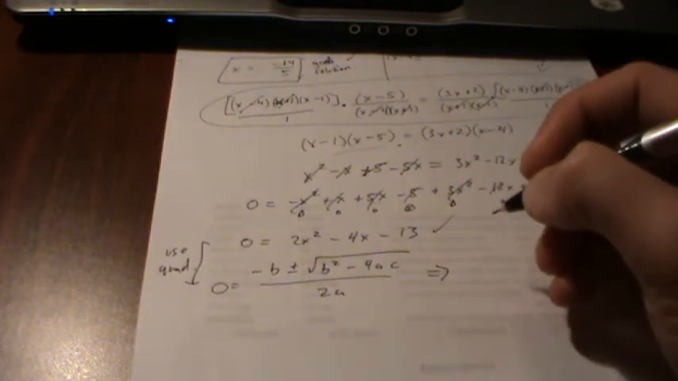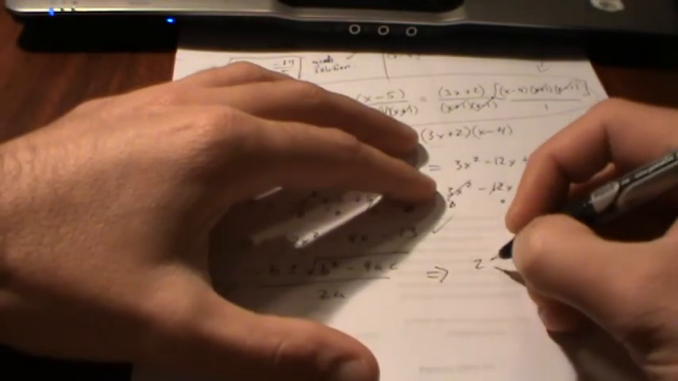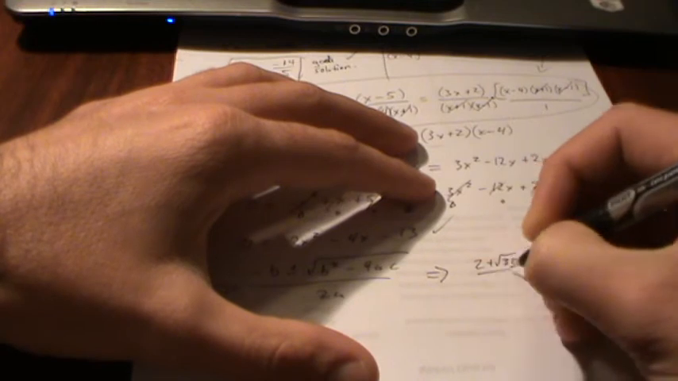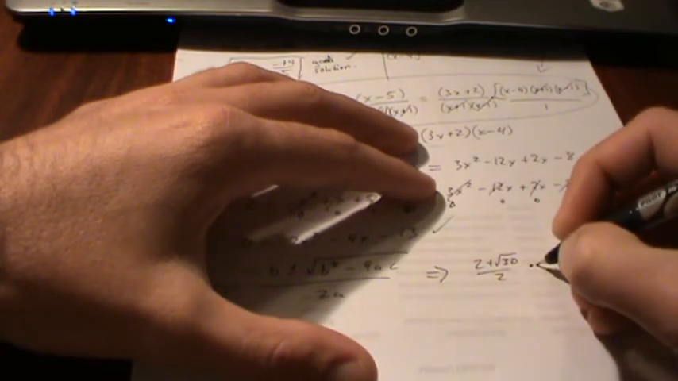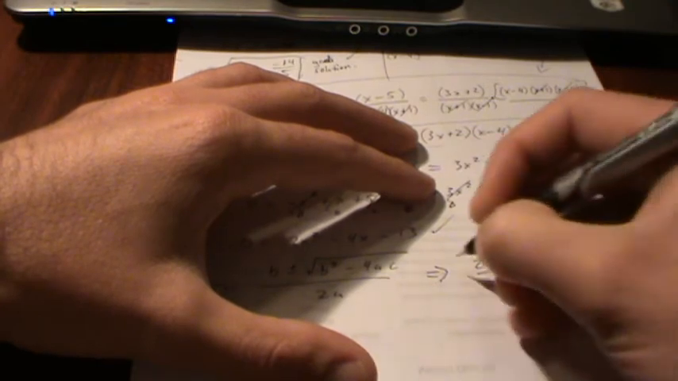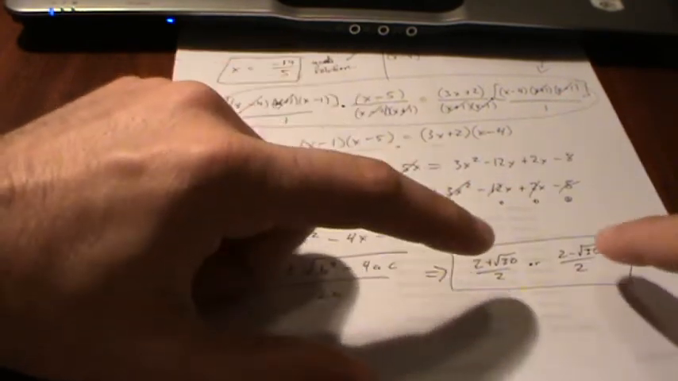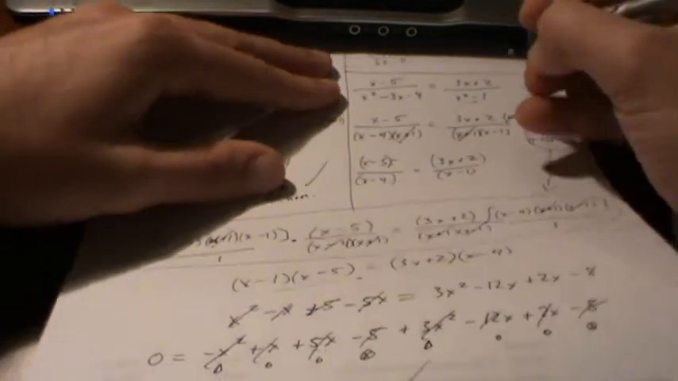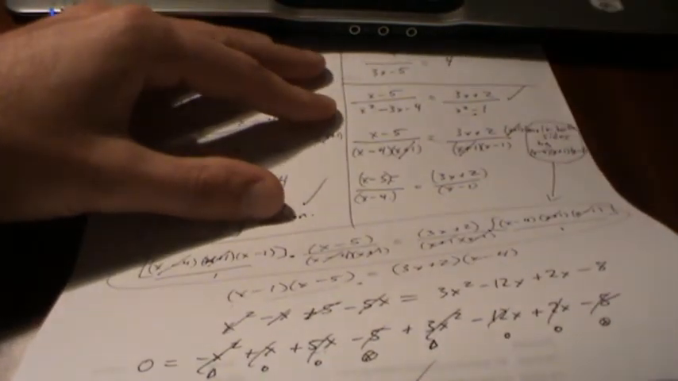But I end up getting, after I use the quadratic formula, 2 plus the square root of 30 over 2, or 2 minus the square root of 30 over 2. These are the two solutions to this up here.